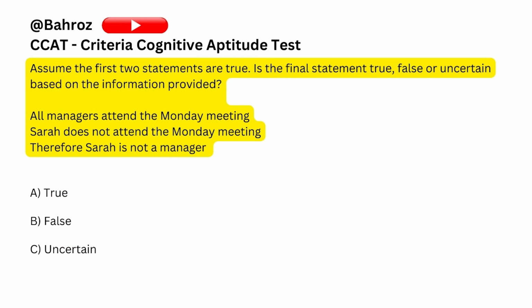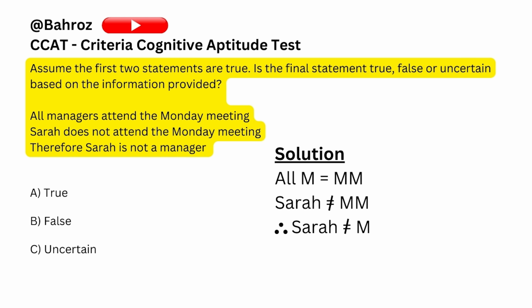Next sample question. Assume the first two statements are true. Is the final statement true, false, or uncertain based on the information provided? All managers attend the Monday meeting. Sarah does not attend the Monday meeting. Therefore, Sarah is not a manager. A, true. B, false. C, uncertain. All managers attend the Monday meeting, so managers and Monday meeting go hand in hand. Sarah does not attend the Monday meeting, so Sarah is not in the manager's group. That is it. That is the only conclusion the logic allows.